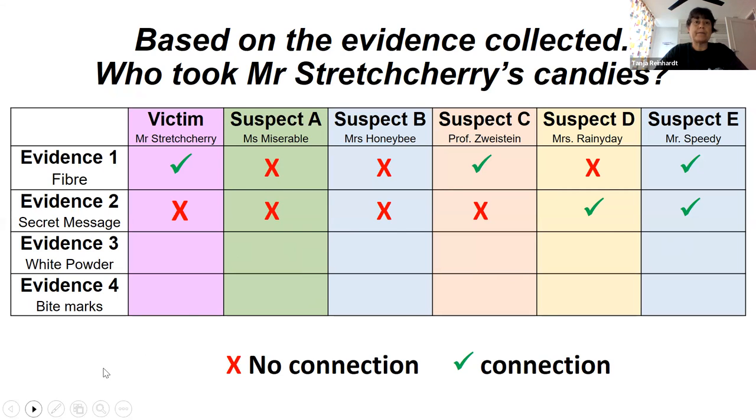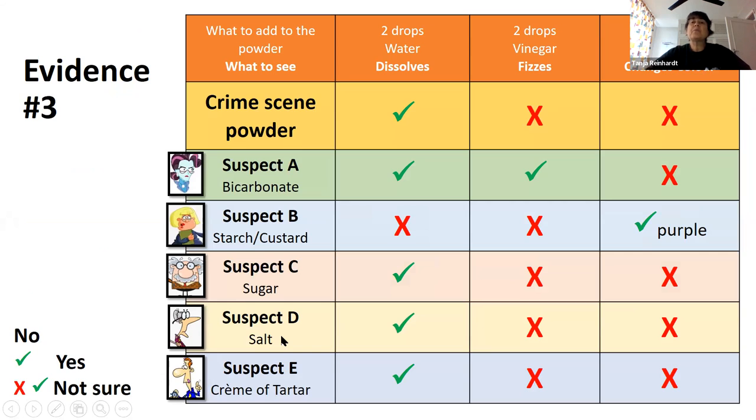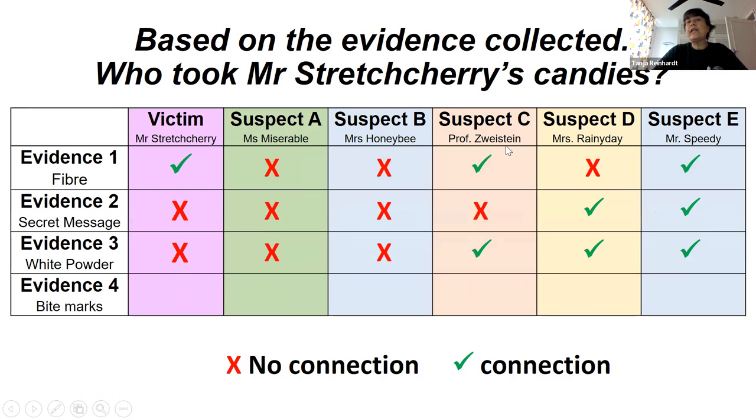Right, our white powder. With the two drops of water, the crime scene powder I've put in here dissolves, but I think we can also say, we weren't quite sure, which links to suspect E. Suspect B was definitely excluded because it turned purple, which the other ones didn't do. So we could link suspect C, suspect D, suspect A and suspect E to it. The white powder was not really helping very much. It excluded suspect B as a culprit.